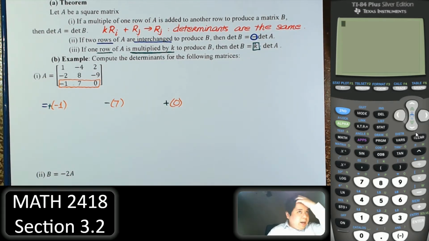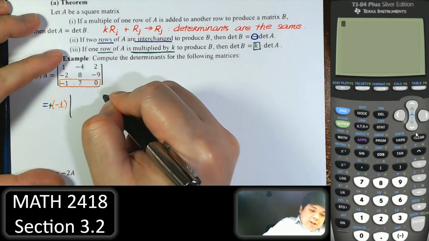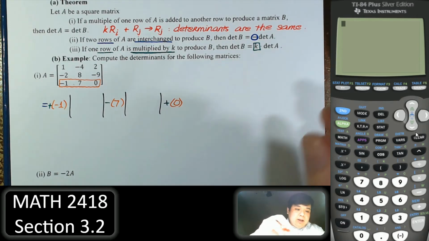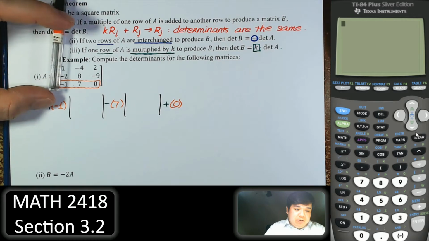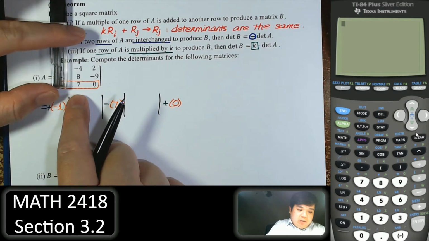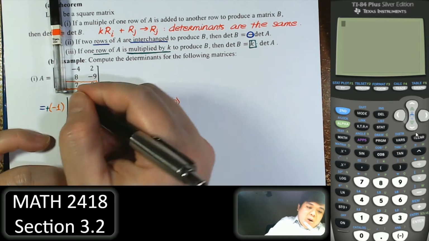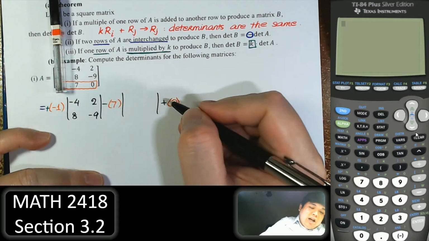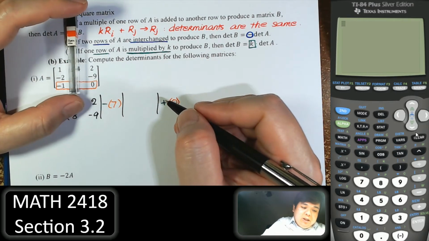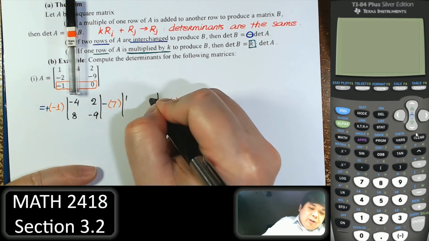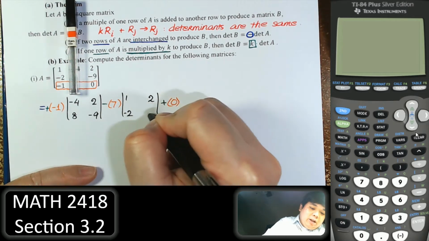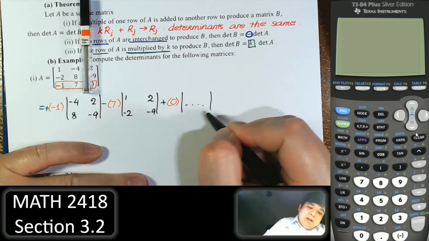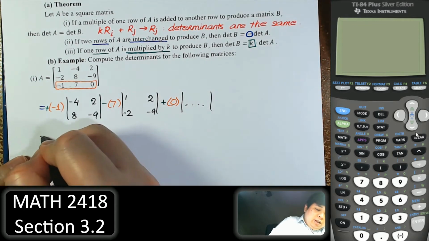Now we write the cofactors. Just don't write everything on the last row. So cover this up. What's left is -4 and 2, 8 and -9. Of course, I don't write the elements on the last row. Next one will be 1 and 2, -2 and -9. And then 0. Actually, for 0, it doesn't matter. It's 0 anyway.